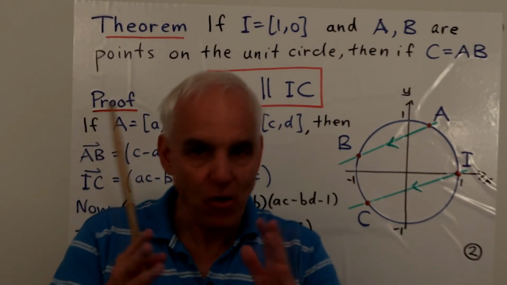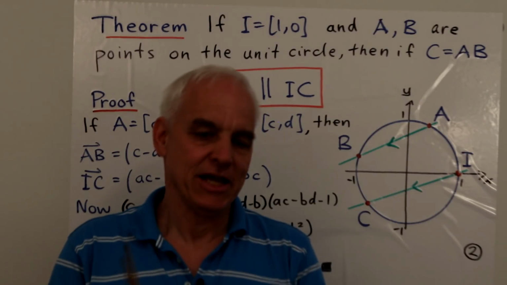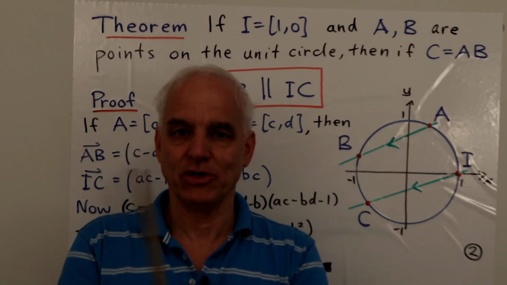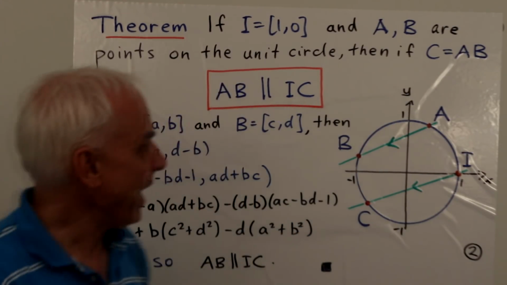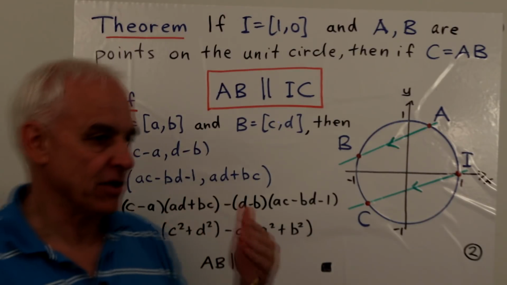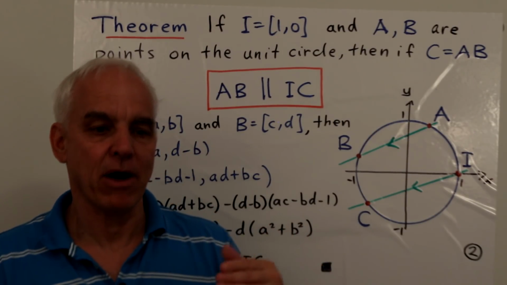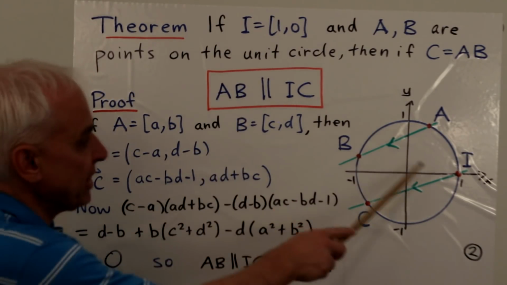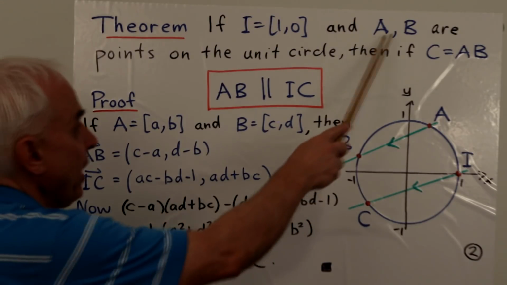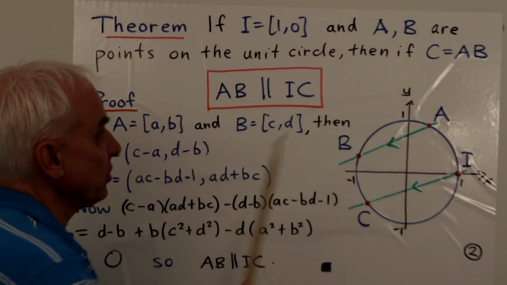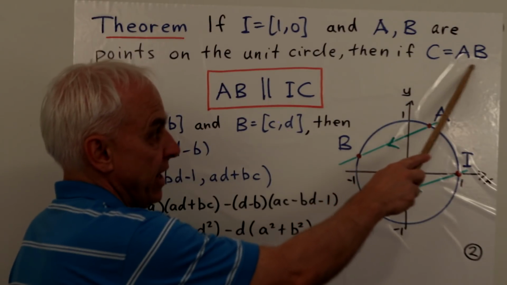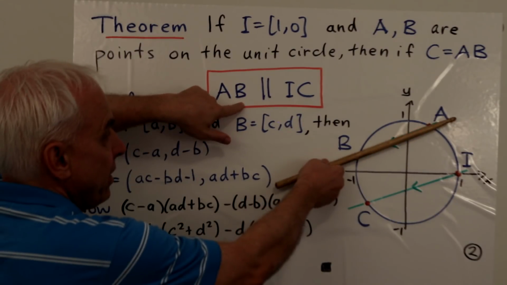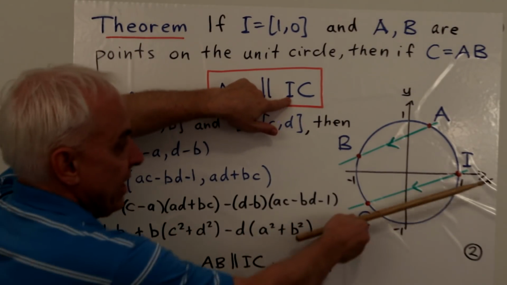Now, along with very pleasant formulas for transformations involving matrices and so on, we also like to have some almost physical or geometrical interpretation of what's going on. And a good place to start is with understanding the geometrical way of thinking about multiplication of points on a circle. That's contained in this theorem, that if I represents the point 1, 0, and A and B are any two points on the unit circle, and if C is their product, AB, then AB, this line here, is parallel to IC.